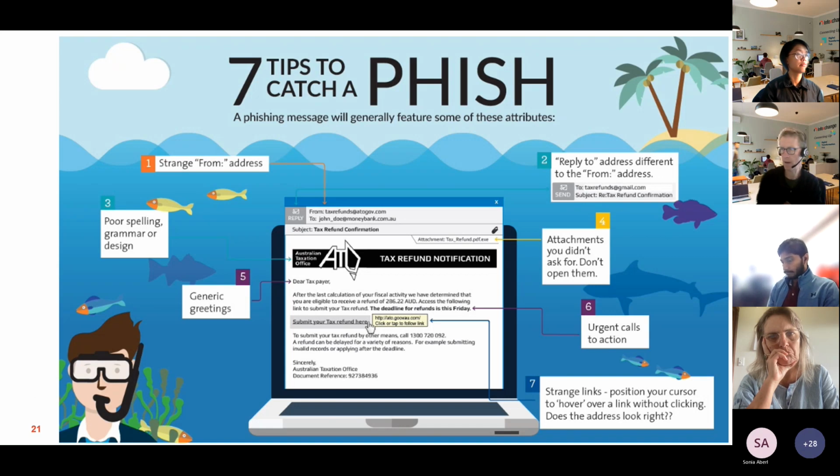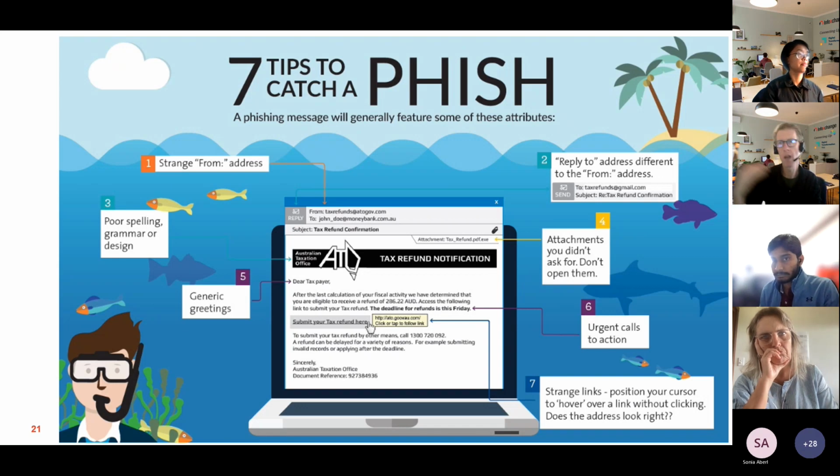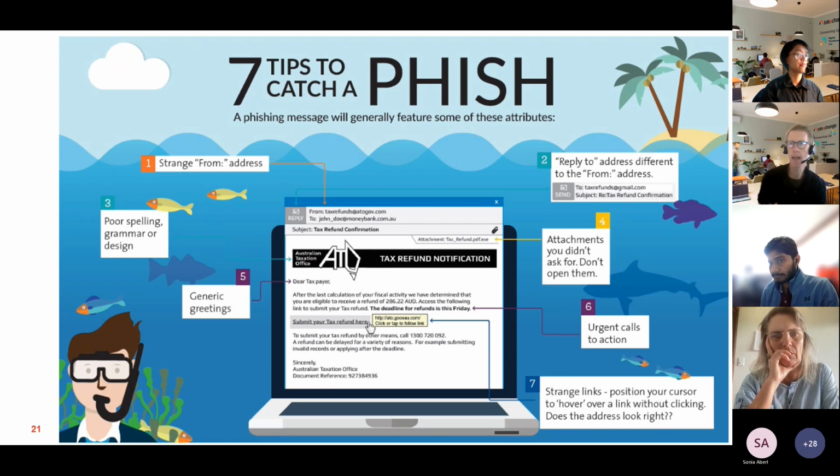and the other one, which is a great one, the hover over tip. So hover over the URLs just to check them and see where they're going. So they're the 7 ways that we try and educate staff to catch the phish. You want multi-factor authentication as well, because good phishers will still sometimes get through, but making sure that staff are aware of this and feel confident with this is really important to making sure that you've got those appropriate protections in place.